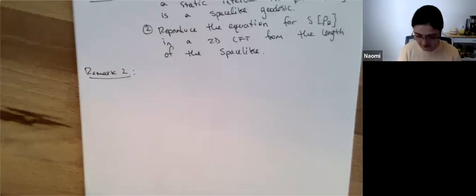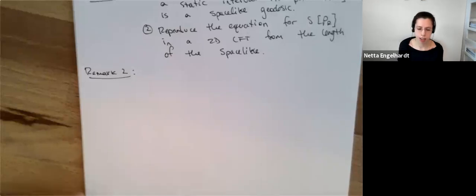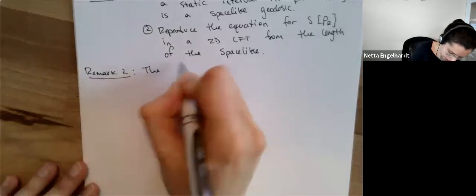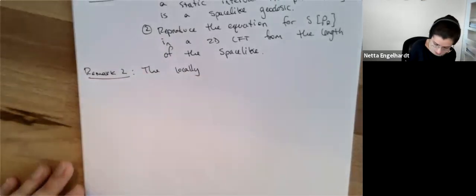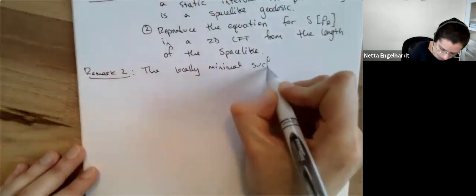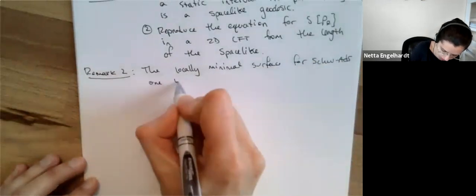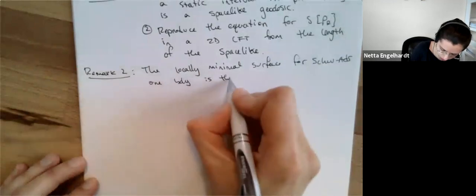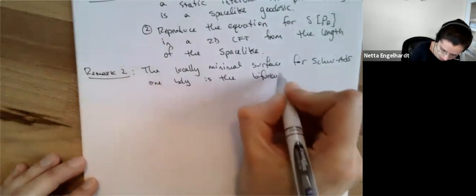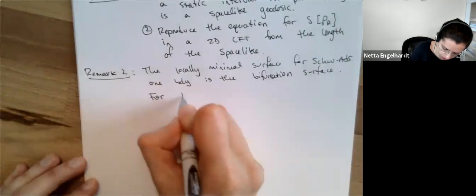Other questions? Okay, remark 2. For Schwarzschild AdS, it is in fact, shocker, the bifurcation surface. So the locally minimal surface, we already talked about this, but you can do it out yourself. The locally minimal surface for Schwarzschild AdS, one boundary, is the bifurcation surface, and for two boundaries, it's the empty set.